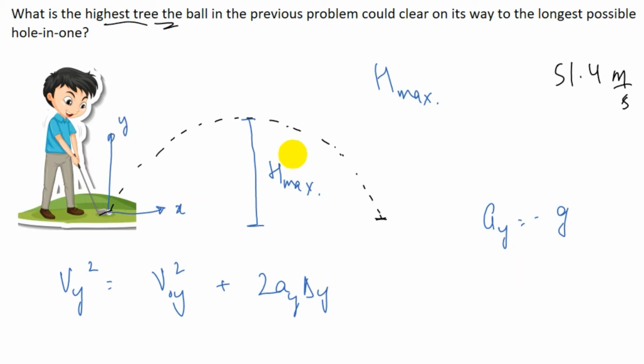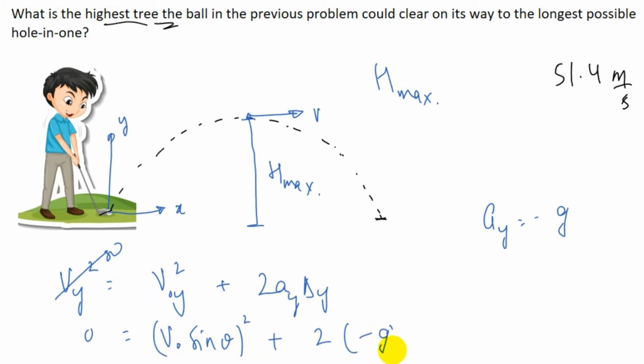Now we have to calculate h max. At this point the vertical component of velocity will be 0, because the ball is moving like this. This is v. The vertical component is 0 at this point. V naught y is V naught sine theta, the initial velocity, plus 2a, which is minus g, and what is delta y? This is delta y, delta h, so we can write h max.